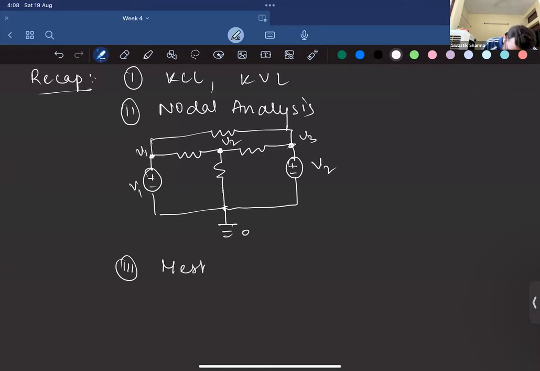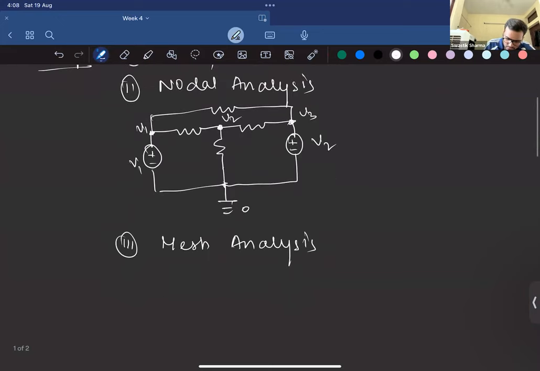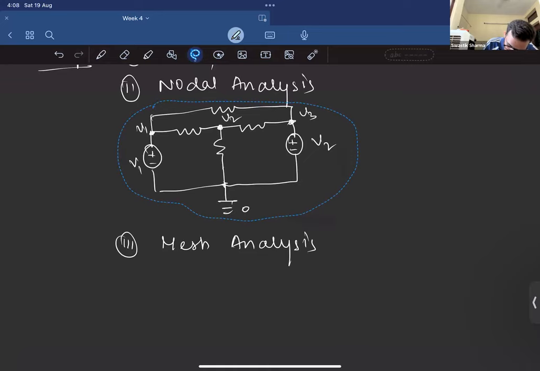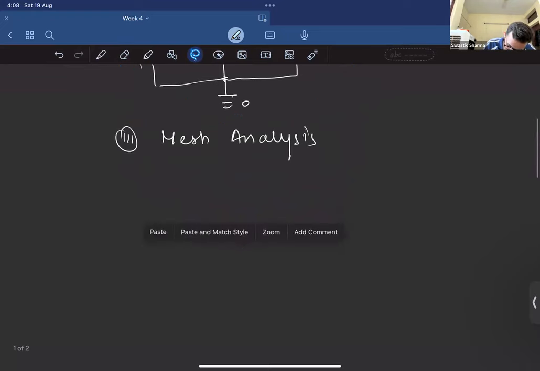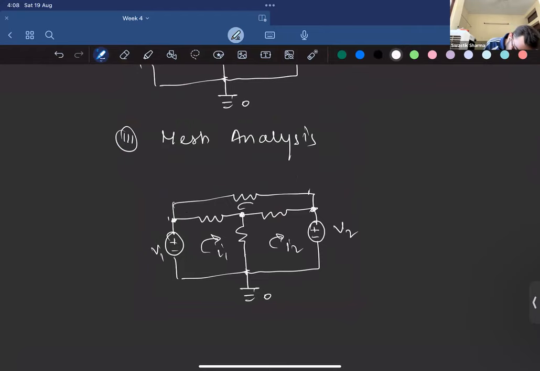Third was mesh analysis. In mesh analysis, for a similar circuit, instead of solving for the nodal voltages, we solve for the currents, I1, I2, and I3.